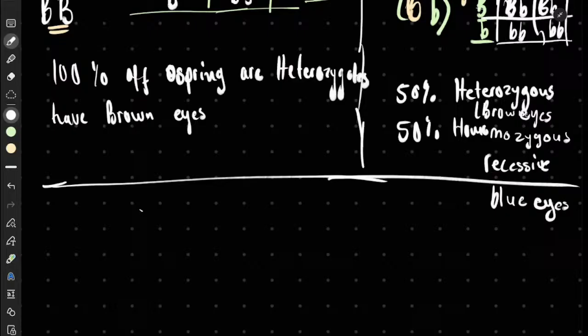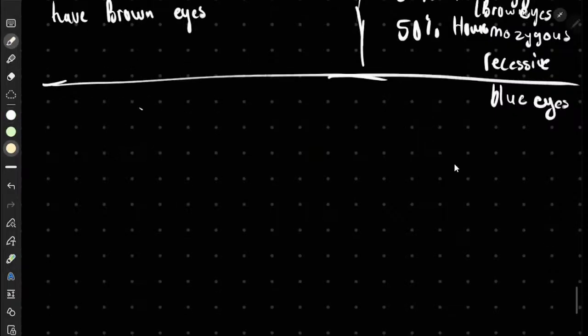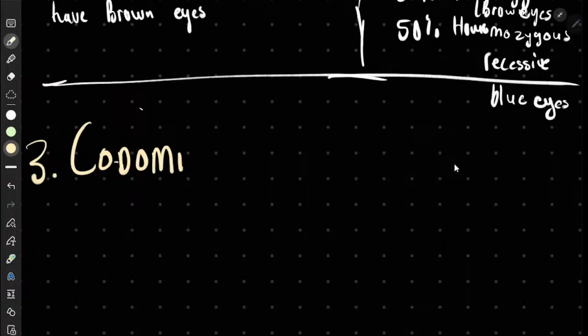So have you seen the second part of Punnett squares? It's on test cross. Have you seen that? All right. Now let's do the third part. It's going to be on something called codominance.